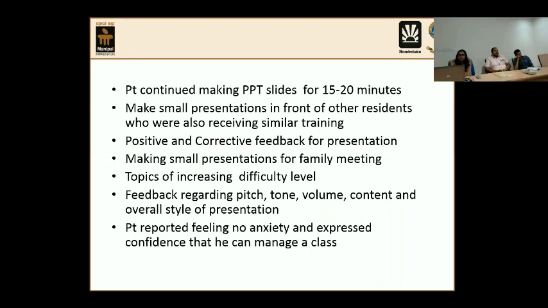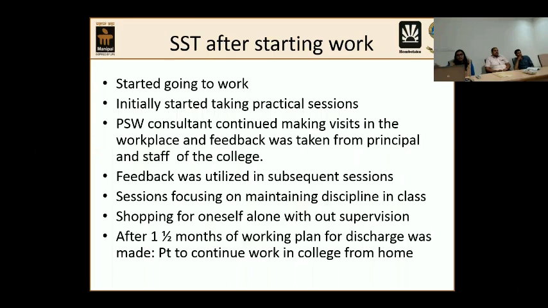So he started going to work. It also took us time to send him to work because in between the college had exams and holidays, and so we had to wait a little before we could send him. So when we started work, we thought of grading the load of work.